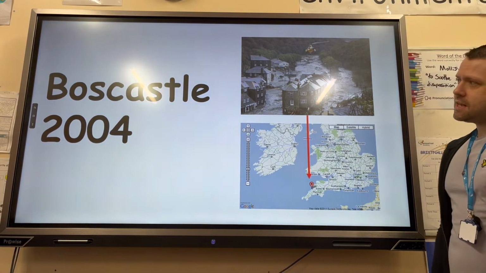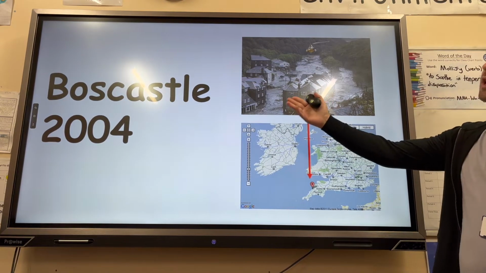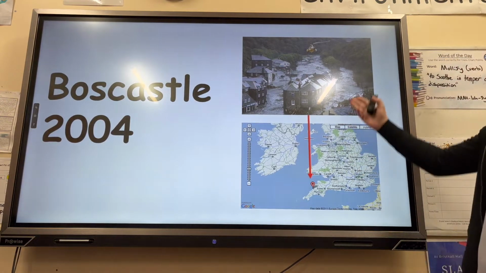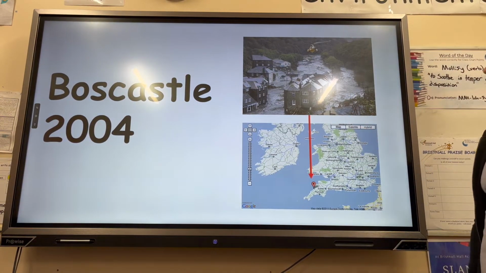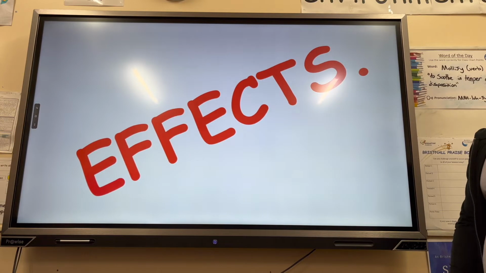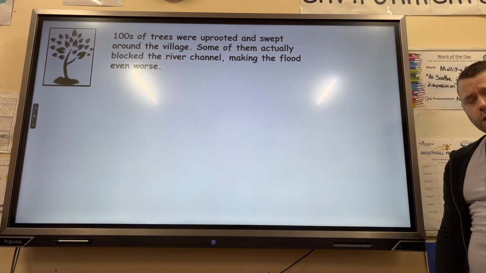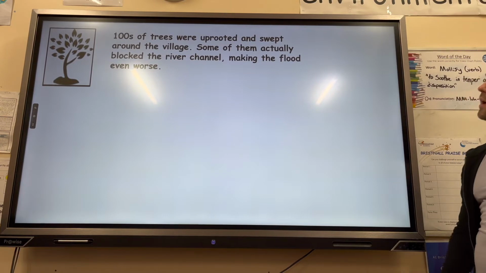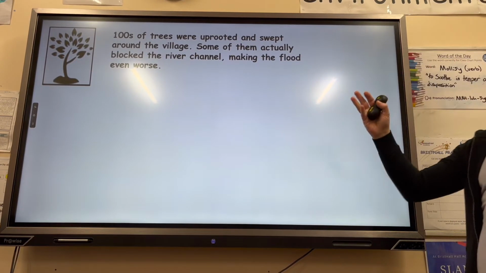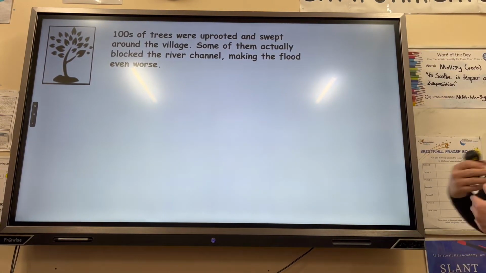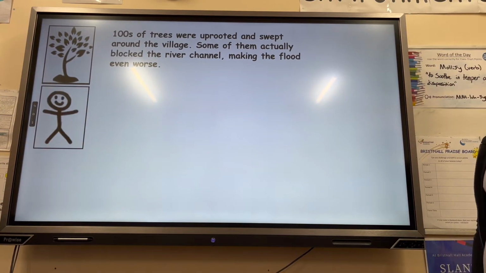If we want to use an example of a river flood, we can use the Boscastle 2004 flood that is in the county of Cornwall, and as you can see, it had devastating impacts on this small village. The effects of this can be split into social, economic and environmental. If we start with the environmental, hundreds of trees were uprooted and swept into the river. Some of them actually got stuck under bridges, blocking the river channel, making the flood even worse because the carrying capacity of the river was reduced.